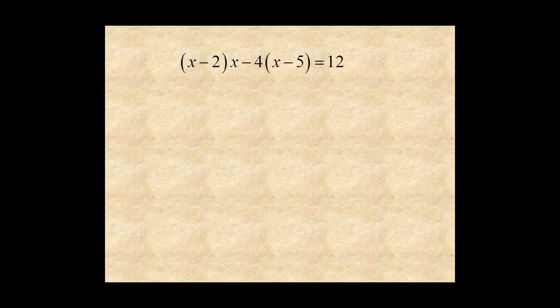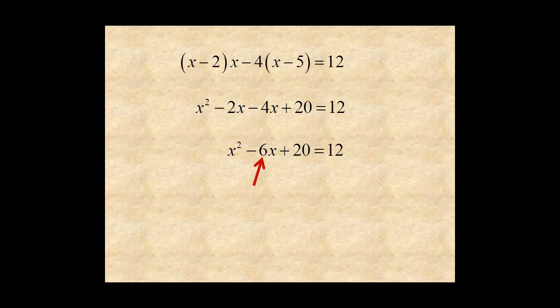Then distribute on the left side of the equation. X times x minus 2 is x squared minus 2x. Negative 4 times x minus 5 is negative 4x plus 20. Then combine negative 2x and negative 4x for negative 6x. Next, subtract 12 from both sides. 12 minus 12 is 0, and 20 minus 12 is 8.